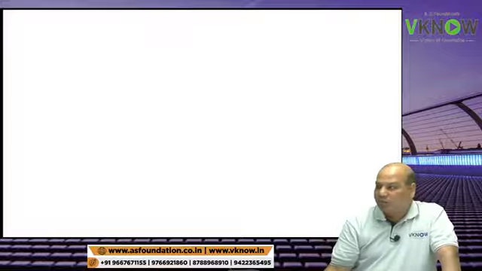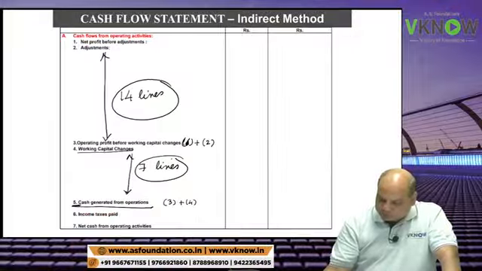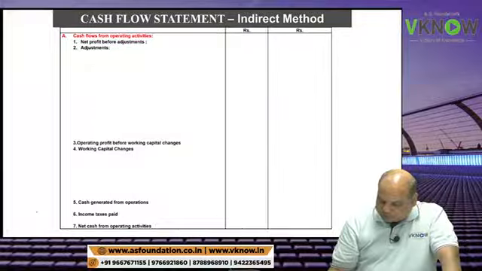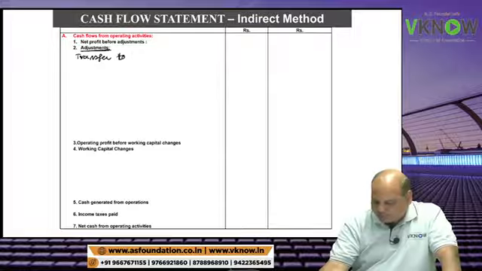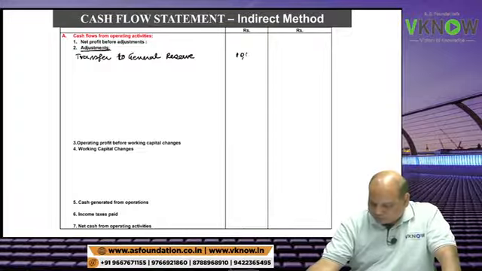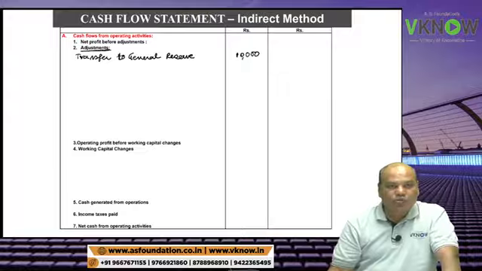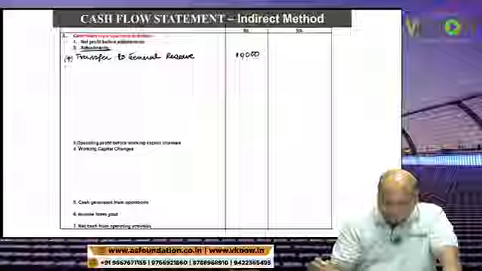So if P&L account balance is reduced for a non-cash transaction, what will we do? We will come to these adjustments. Point number A2, adjustment, and write here transfer to general reserve, 10,000 positive, because P&L account was debited. Add back. If you want to put that add sign, add.